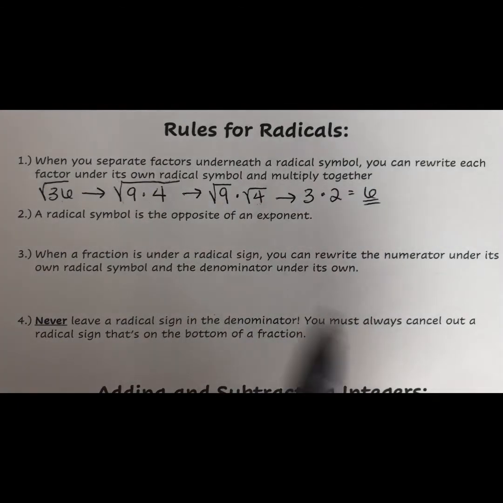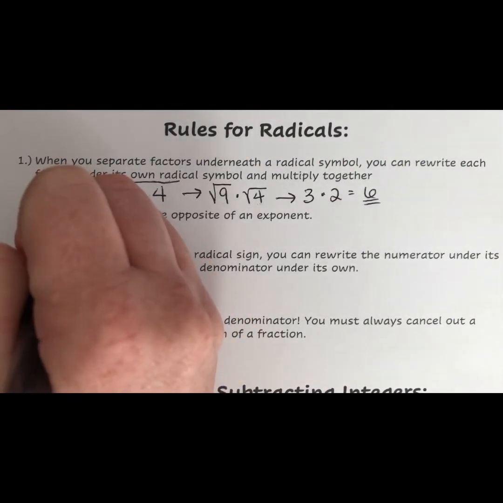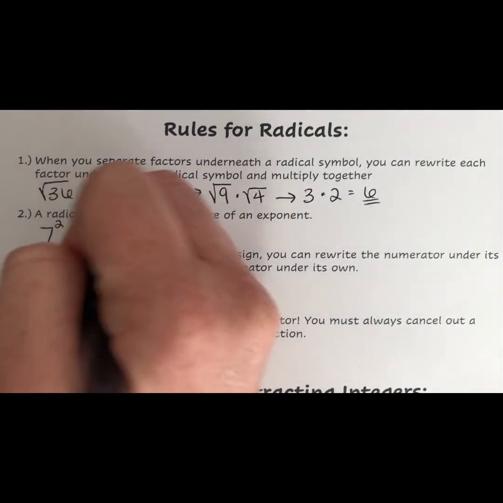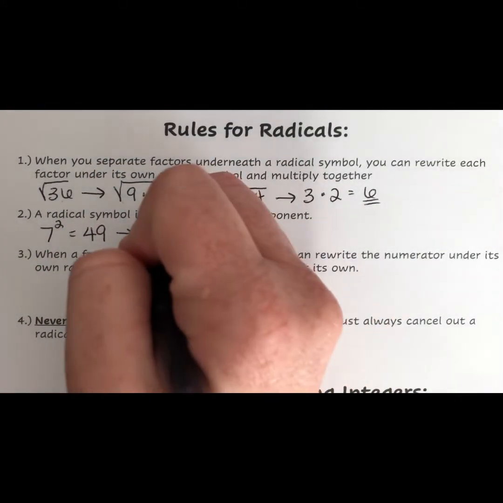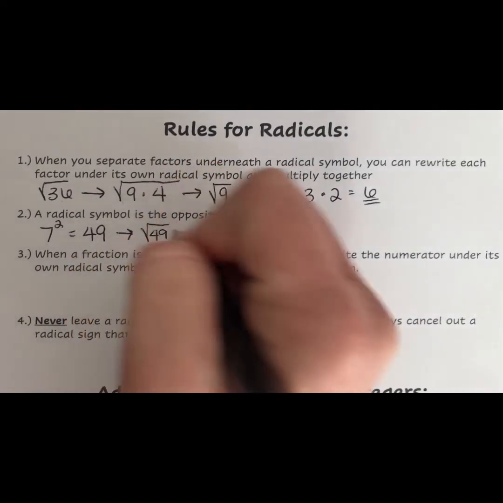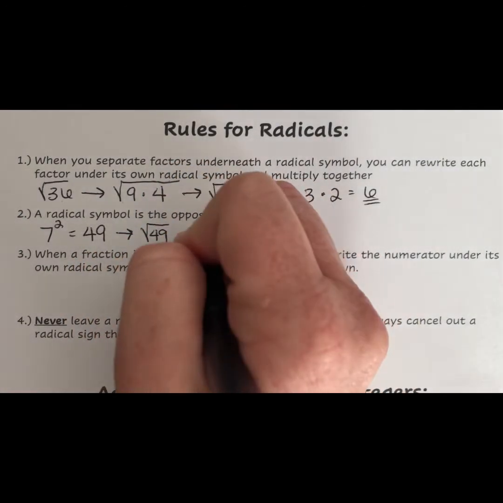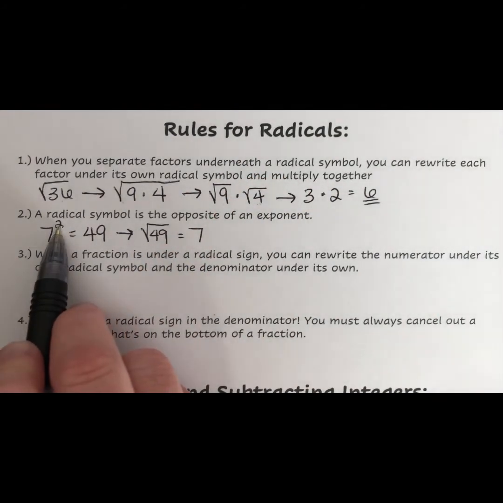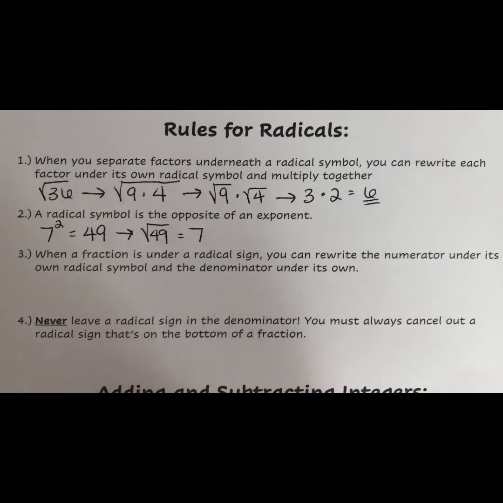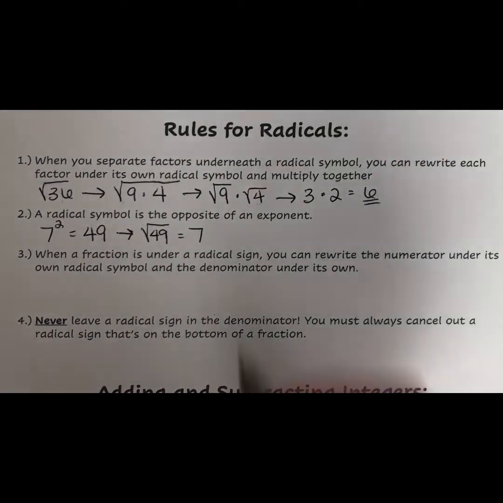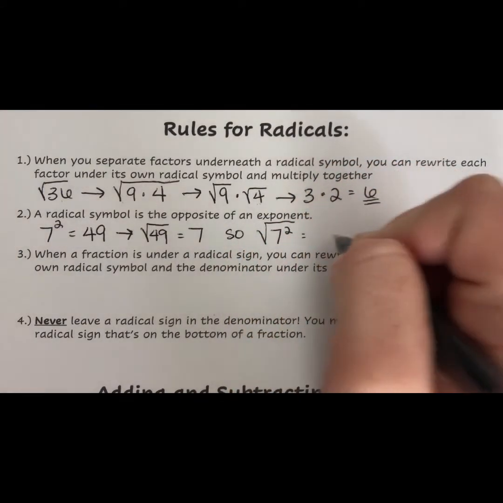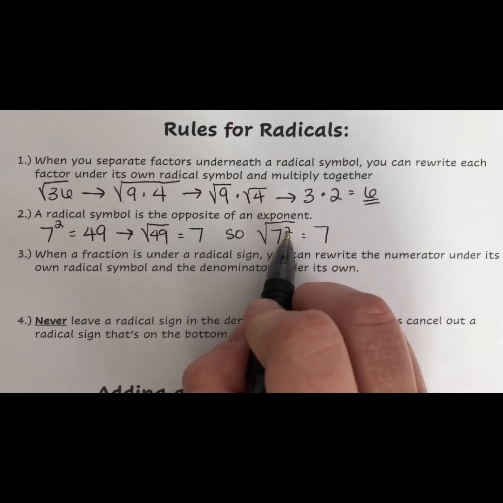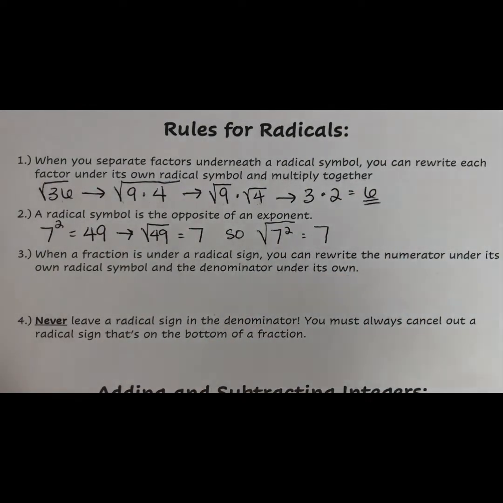All right, number 2, a radical symbol is the opposite of an exponent. All right, so if I had 7 and I square it, that's an exponent, right? That equals 49. If I were to undo that or do the opposite, I could say radical over 49, the square root of 49 equals 7, right? This exponent and this radical symbol, they kind of undo each other. They're opposites. So basically, that just tells us that the square root of 7 squared is just 7. This little squared symbol and this square root symbol cancel each other out.